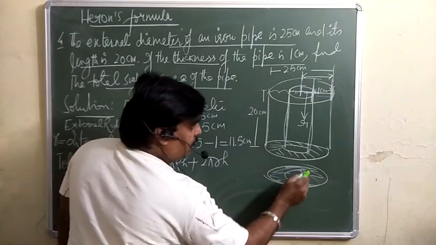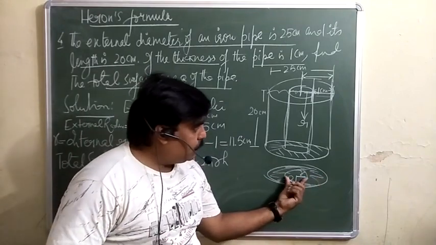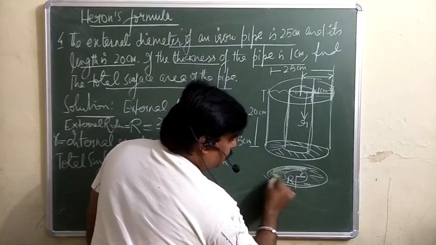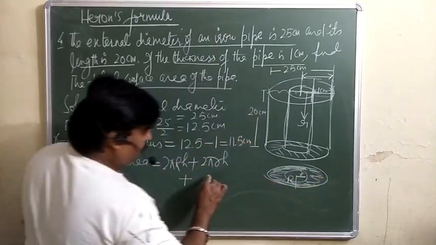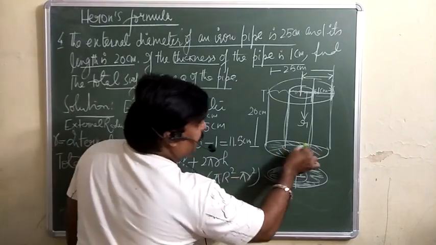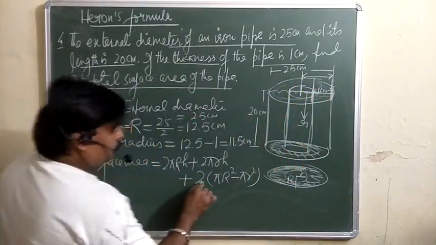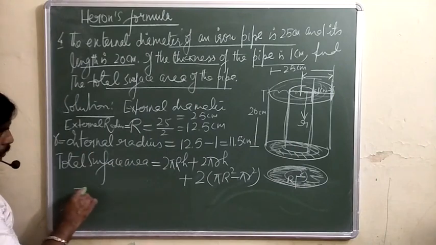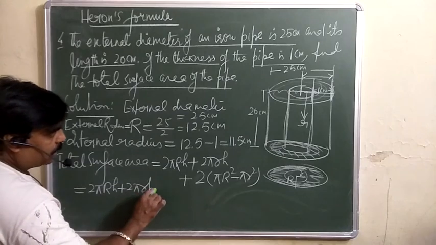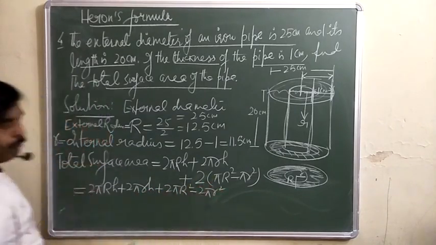How will we find the next one? This is your small r, this is your capital R. From the outer circle, subtract the area of this inner one. You will get the area of this specified portion. That is equal to pi capital R square minus pi small r square. But whatever area is here, the same area will be there too, so you must take twice of this one. Now you can solve this one. So this is 2 pi capital RH plus 2 pi small rh plus 2 pi capital R square minus 2 pi small r square.